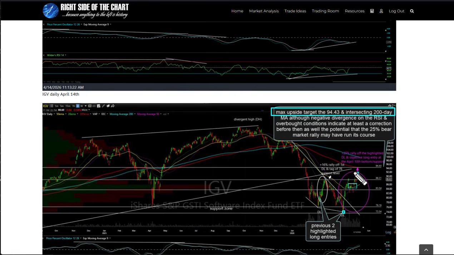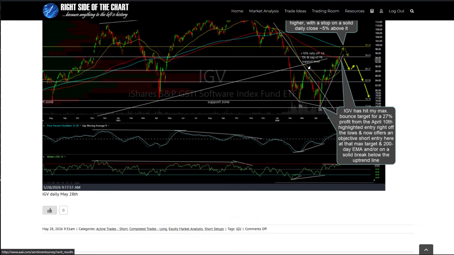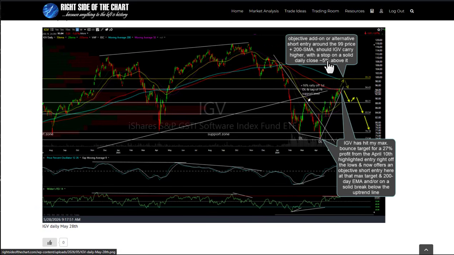And it offers an objective short entry. Oh, there it is. This is the one. Sorry, my bad. That was the previous. I said it offered an objective short entry here up to this level with a stop roughly on a 5% or so daily close above it. So it was more of a scale-in zone with 3 entry points. Scale in from here up to, but not above, made clear. No, don't add above that level.